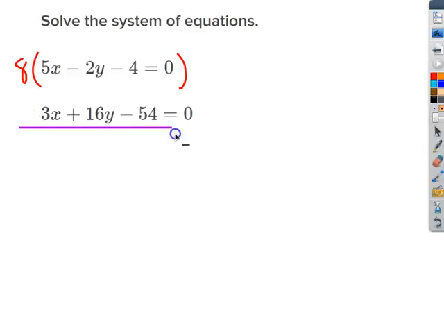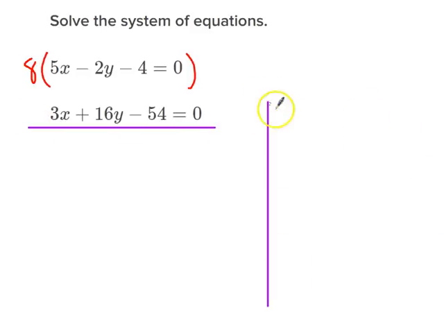So let us set things up. I'm going to reserve some space over here to solve for x, and then this is where I'm going to solve for y. Actually, this is going to be solved for x. My y's are going to cancel, so this side is for solving for y.